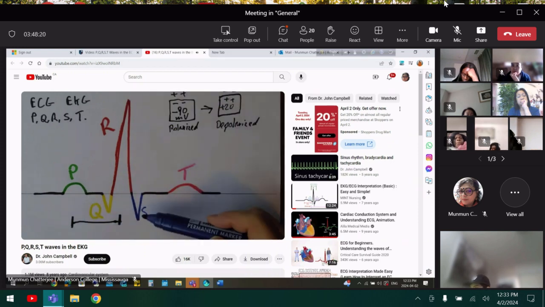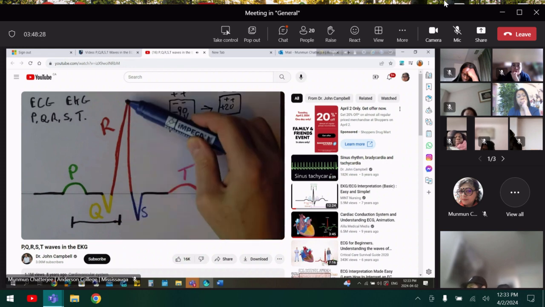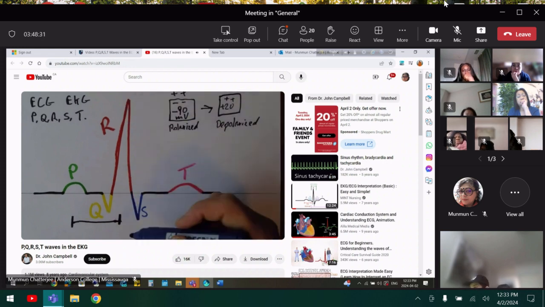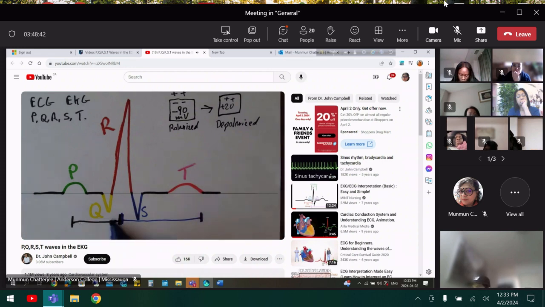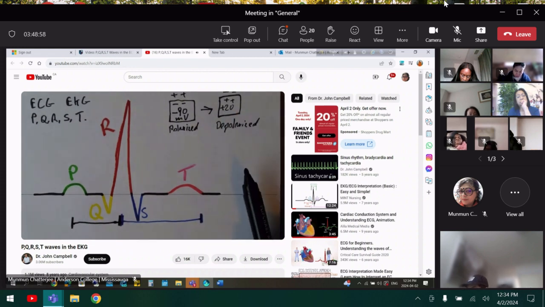Now, the QRS complex is the depolarization of the ventricular myocardium. And the depolarization of the ventricular myocardium will initiate the contraction of the ventricular myocardium, which will take place during this period of time here. So first we have atrial systole, and then the contraction of the ventricular myocardium, ventricular systole. And all that muscle contraction is stimulated by the depolarization.